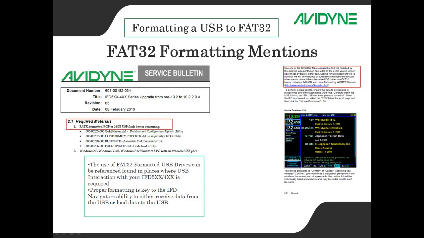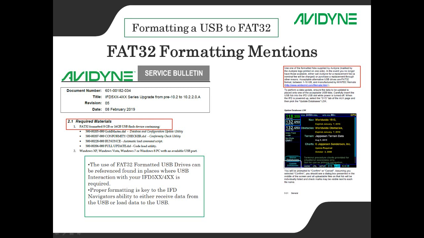So some places where you'll see FAT32 mentioned, I'm using an example here, a service bulletin, which is updating your IFD 5 and 4 series from pre-10.2 to 10.2.2.0 alpha. This is for the GPS rollover software that we recently released. And in section 2.1, it states in required materials, a FAT32 formatted 8 gig or 16 gig USB flash drive containing the following software. Another place where you'll see it is on the right hand side of the screen. You'll see a little clip from our pilot guide for the IFD. When you are interacting with databases, it calls out the USB drives formatted to FAT32.